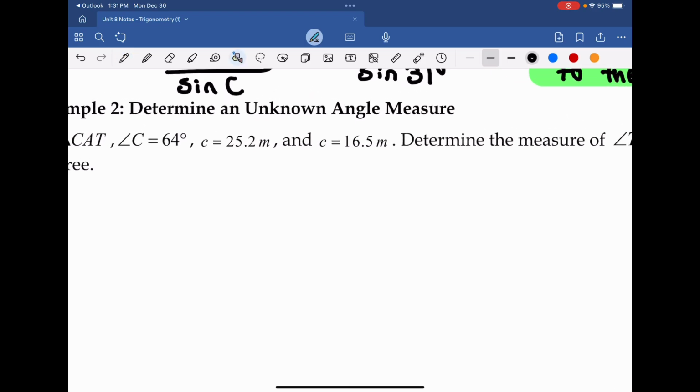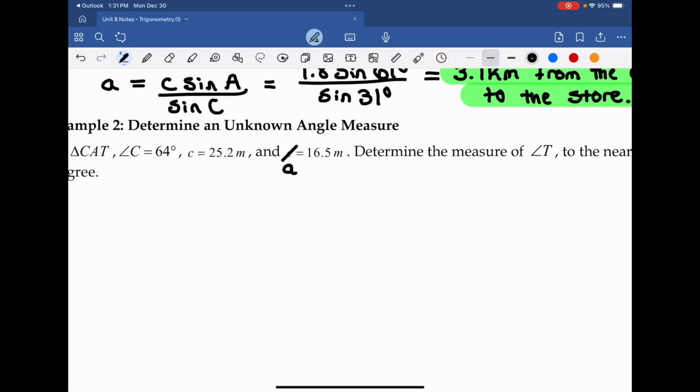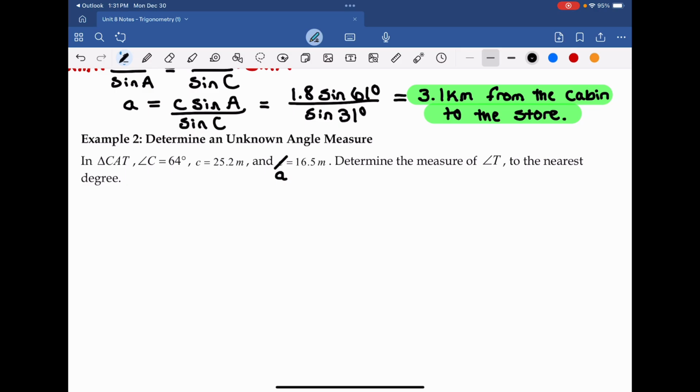You want to fix this. Instead of C, make this an A here. So side length A is equal to 16.5, then determine the angle of T to the nearest degree. So basically to the nearest whole number.